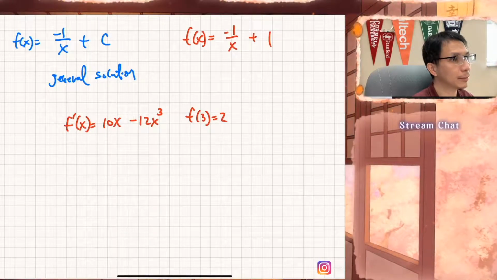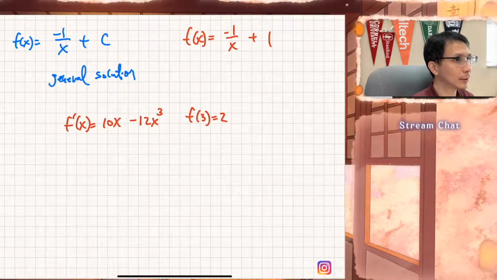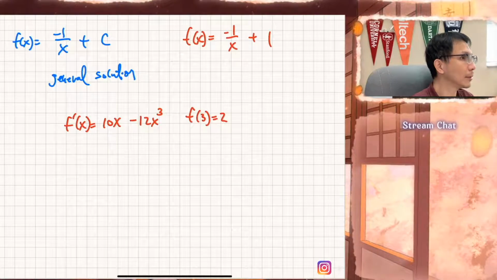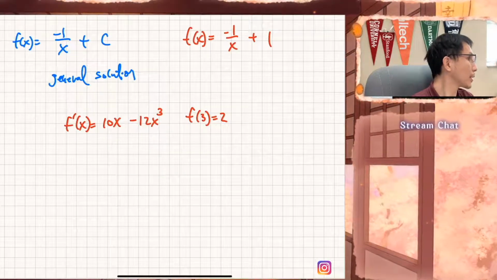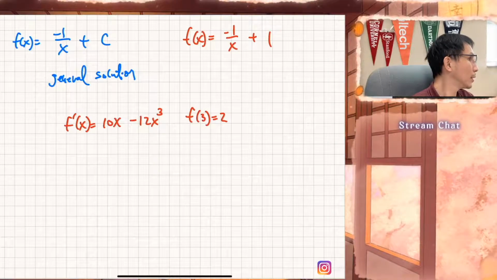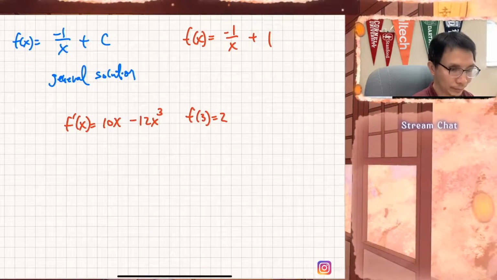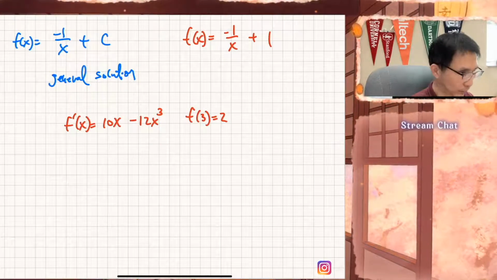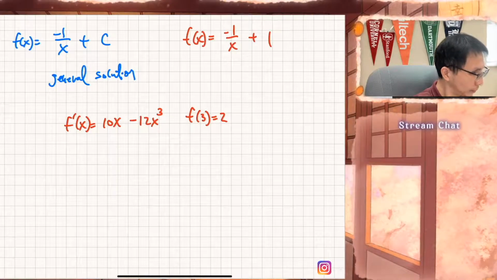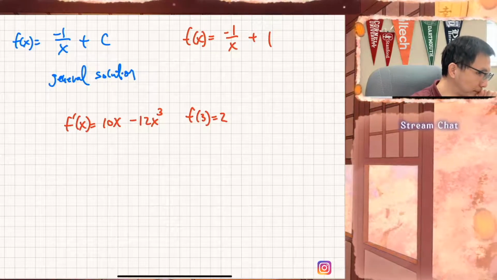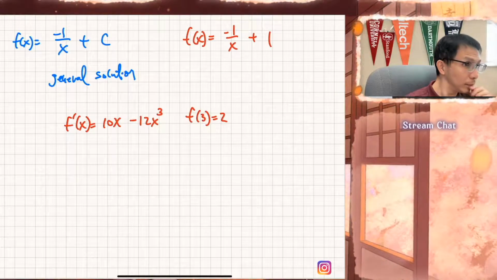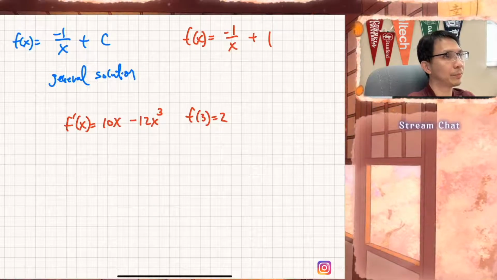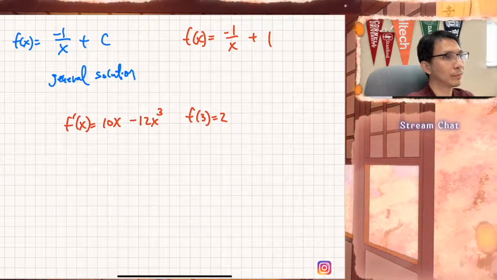That table got it? Katie, how's your table? You guys got it? What did you get for your F of X? Yeah. Okay.